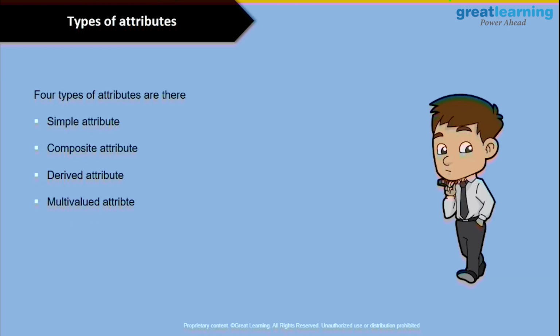Now we are going to talk about the types of attributes we have. Yes, we have lots of types of attributes. There are 4 types of attributes: simple attributes, composite attributes, derived attributes, and multivalued attributes. One is simple attribute, second is composite attribute, third is derived attribute, and the fourth is multi-valued attribute. Now we will have a look at what these types of attributes are and how you can differentiate them, with examples. So let's start with simple attributes.